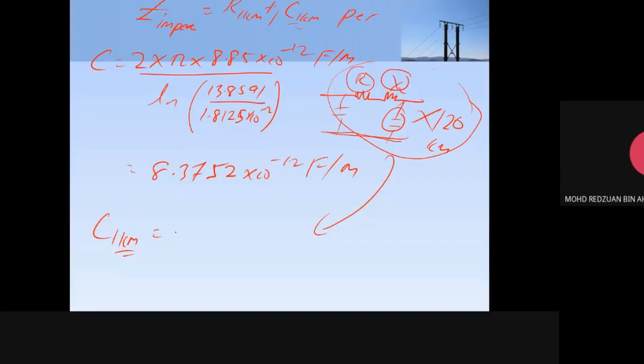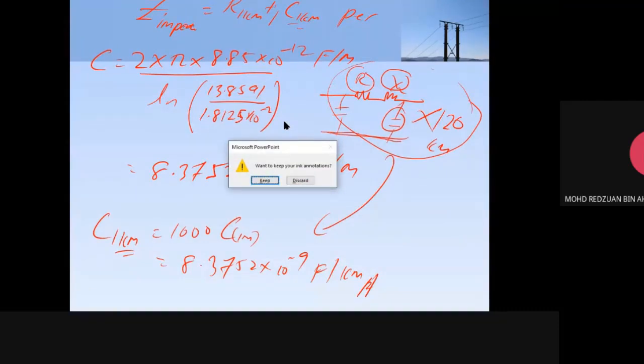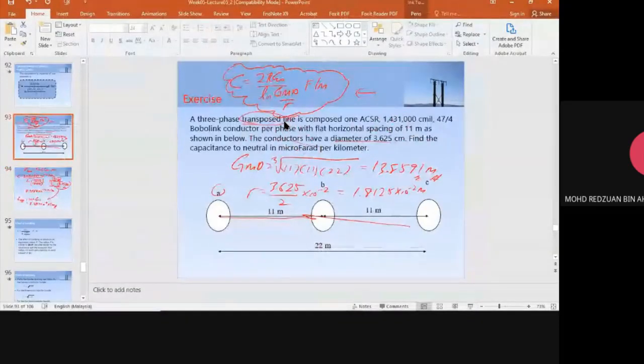So C per 1 kilometer, we just multiply 1000 times C per meter. So we will get the same number times 10 minus 9 farad per kilometer. And this is the value. Okay, this is the capacitance per kilometer for this example. So this example, we already solved this one.